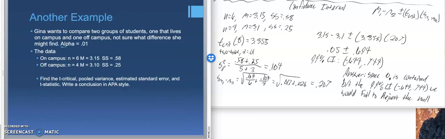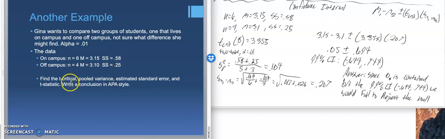Okay. Here's our example. And this one you can see worked out over here on the right. Gina wants to compare two groups of students, one that lives on campus and one that lives off campus. Ironic, since right now we all live off campus. She's not sure what difference she's going to find, but she used an alpha of 0.01, and she has some data. Okay, so she has 6 people she pulled on campus, 4 people she pulled off campus. She has their mean GPA, and then we calculated the sum of squares to help her out.